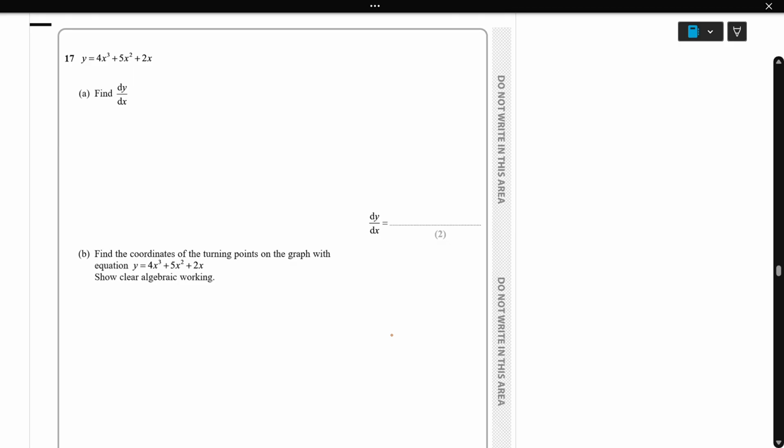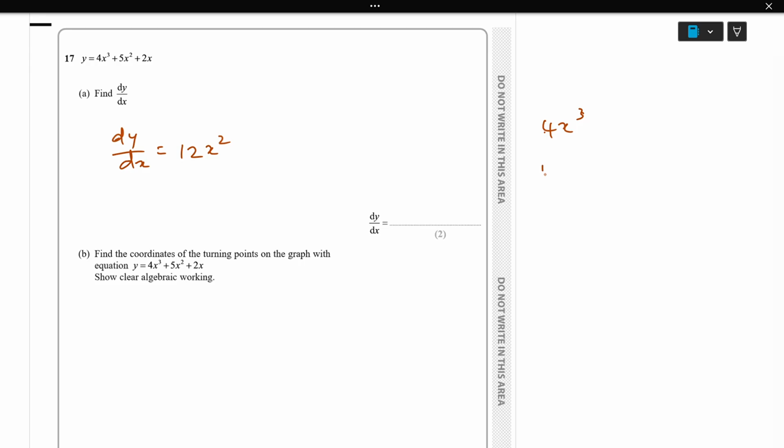Okay, question number 17. y equals 4x cubed plus 5x squared plus 2x. So dy by dx: 3 times 4, which is 12x squared. For 4x cubed, we multiply by the exponent 3, then reduce the exponent by 1, which gives x squared. Even the second term, 2 times 5 is 10, and reduce the exponent by 1, so 10x. Here the last term is 2x, so x to the power 1 gives 2. So dy by dx equals 12x squared plus 10x plus 2.